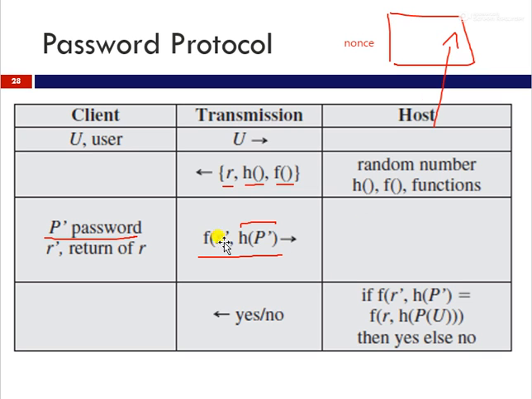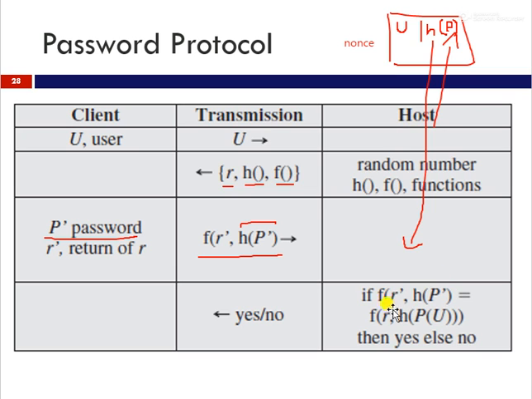Now when the host receives this message, the host will first perform the f function on his own R and the password of this user. Like this user here in this password file, this is this user and this is this user, hash of the password of this user. The host already knows this user's password hash, so he will calculate.